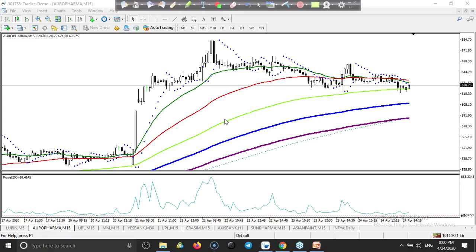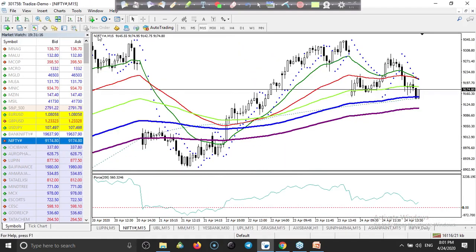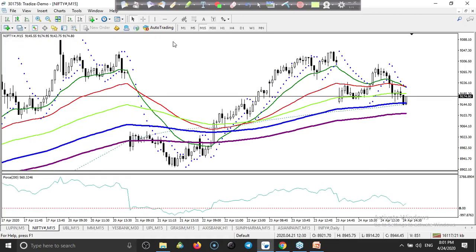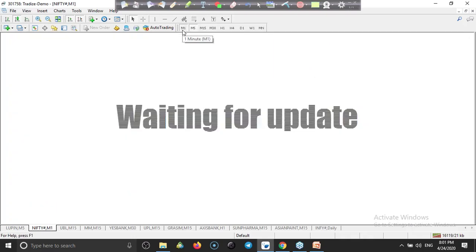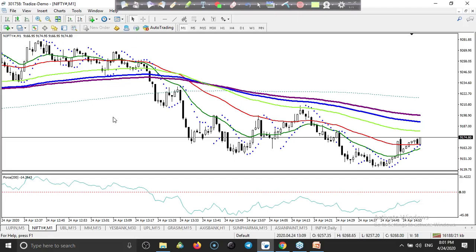Okay. How to identify trend using MACD? So one by one, everything we use, how to identify, every topic will be covered. Okay, let me show you in Nifty. Where is the Nifty? Somewhere here. Okay, nice. Now I can see the 1 minute Nifty, running in a downtrend.